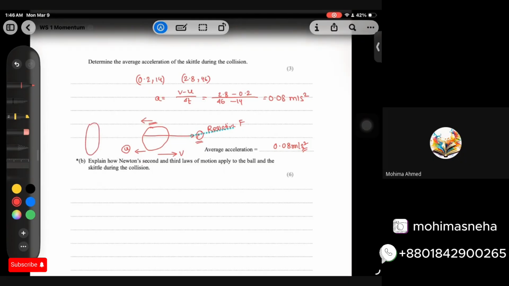And for the skittle, what will happen? Before the collision, the skittle was at rest. So during the collision, a force was exerted on the skittle by the ball, and that force will be over here. Now, since the skittle doesn't have anything to carry from the before collision part, it didn't have any velocity, whatever force acts onto the skittle becomes the resultant force. And if there is a resultant force, obviously the skittle will accelerate to the left with an acceleration of 0.08 meters per second squared. So for this skittle, I can guarantee you that it will move to the left hand side.